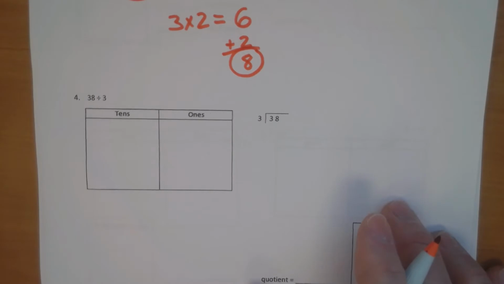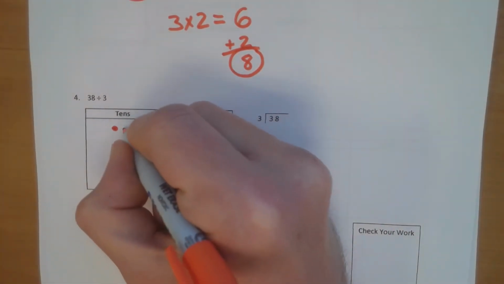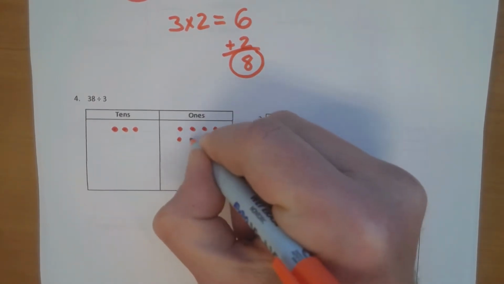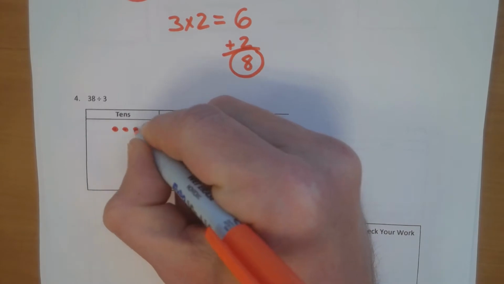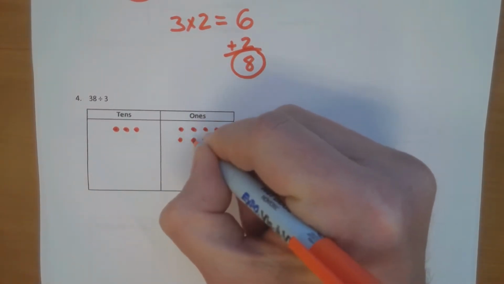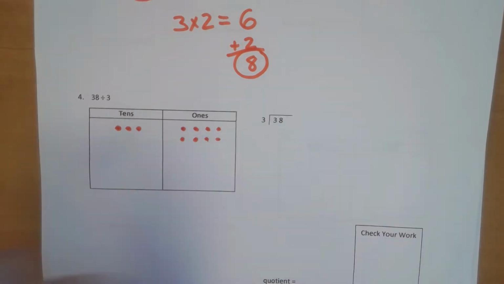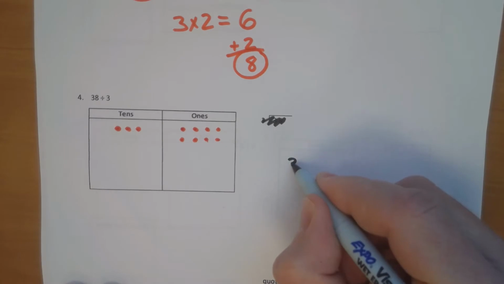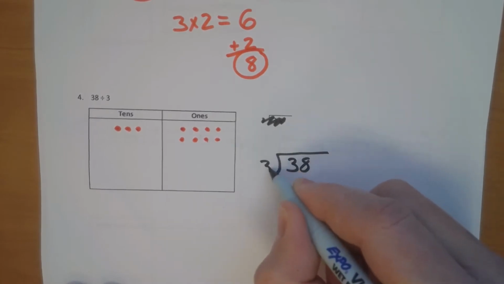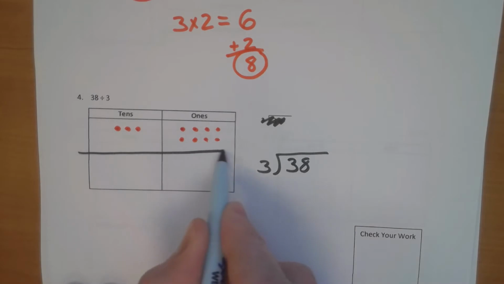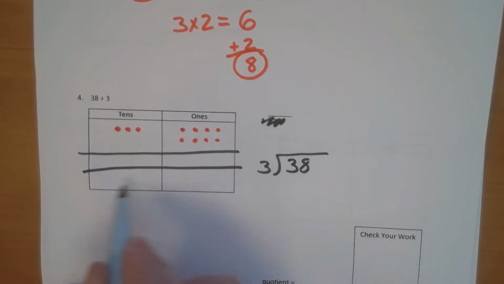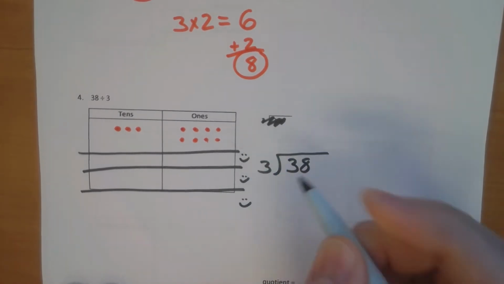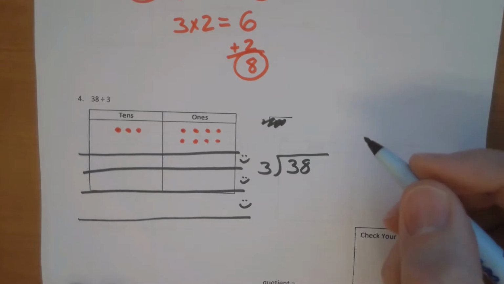This is 38 divided by 3. So I'm going to model my 3 10s and then my 8 1s. Double check. 1, 2, 3, 4, 5. 1, 2, 3, 4, 5, 6, 7, 8. Excellent. Okay, so now what I want to do is I'm going to divide that by 3. So I'm just going to rewrite it because I just like doing that. 38 divided by 3. Okay, now I'm going to set up my 3 sections here for our modeling. I have 1, 2, 3. Okay, excellent.